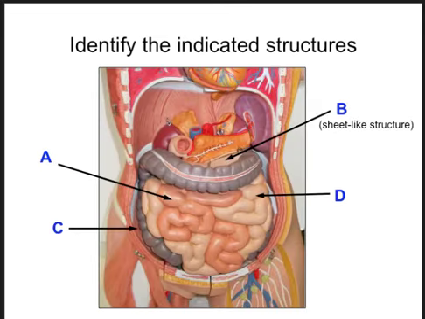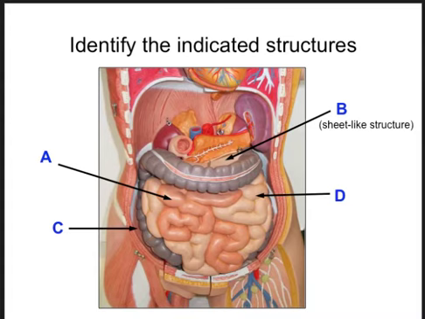Identify the indicated structures. A is pointing to the jejunum, which is the second portion of the small intestine after the duodenum. B is pointing to the transverse mesocolon, this piece of connective tissue that anchors the transverse colon to the posterior body wall and also contains nerves, blood vessels, and lymphatics that serve this region of the organ. C is pointing to the ascending colon. D is pointing to the jejunum as well.